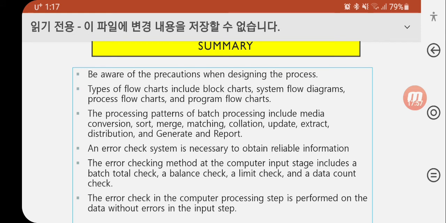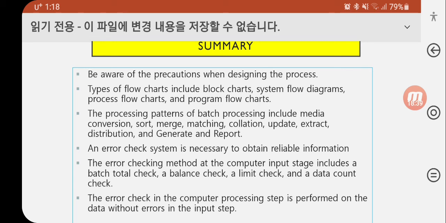Summary of this week's lectures. Be aware of precautions when designing the process. Types of flow chart include block chart, system flow diagrams, process flow chart, and program flow chart. The processing patterns of batch processing include media conversion, sort, merge, matching, correlation, update, extract, distribution, and generate and report. An error check system is necessary to obtain reliable information.